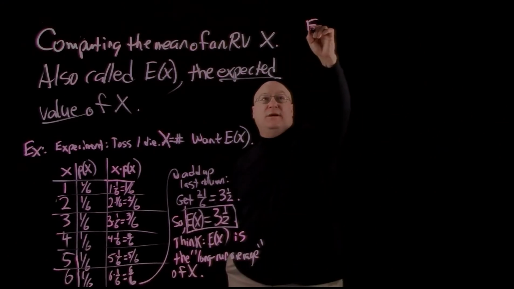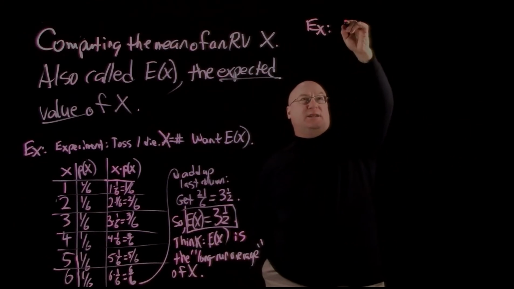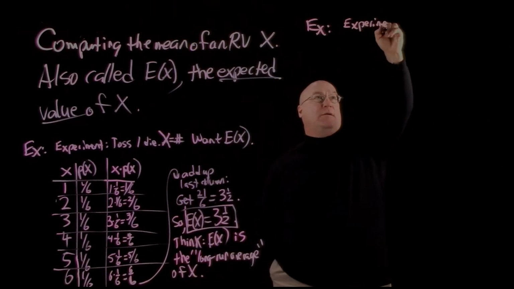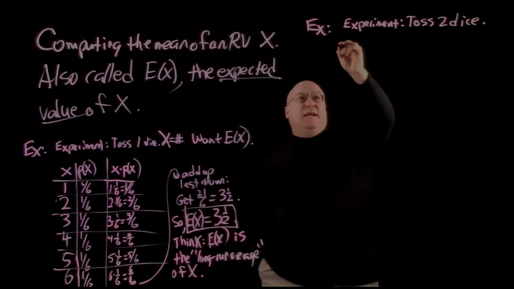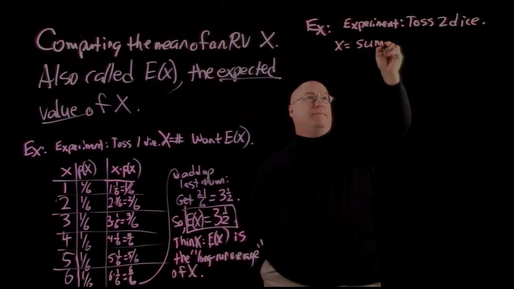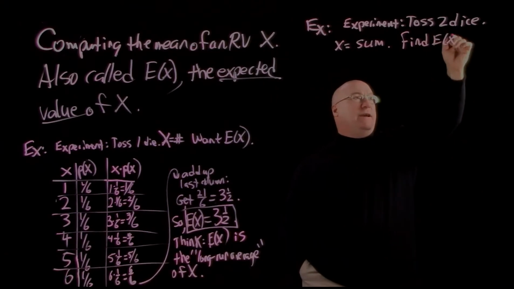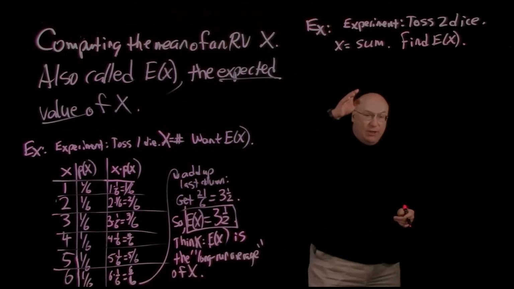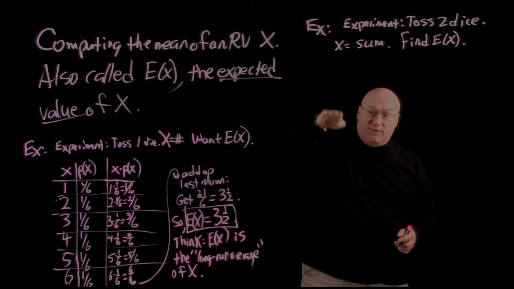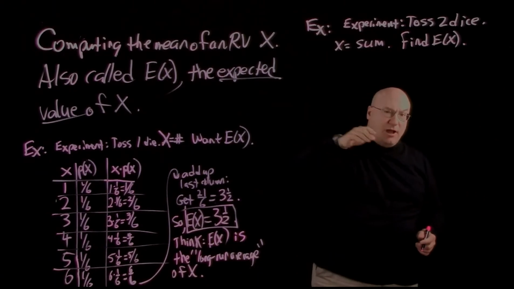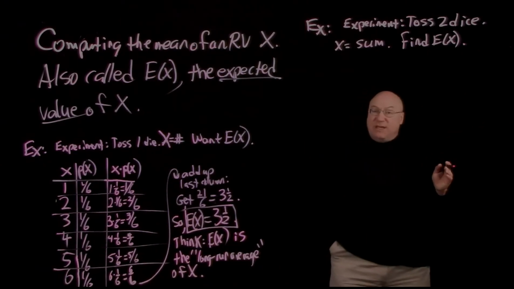Next example is, let's suppose we toss 2 dice. So let the experiment be to toss 2 dice, and let x equal the sum of the numbers facing up. And I say find the expected value of x. So you should go back and take the probability distribution table for the case of tossing 2 dice, the values for x and the probabilities, put in a third column, do all that multiplication and add them down and see what you come up with. So pause me and see if you can get that.